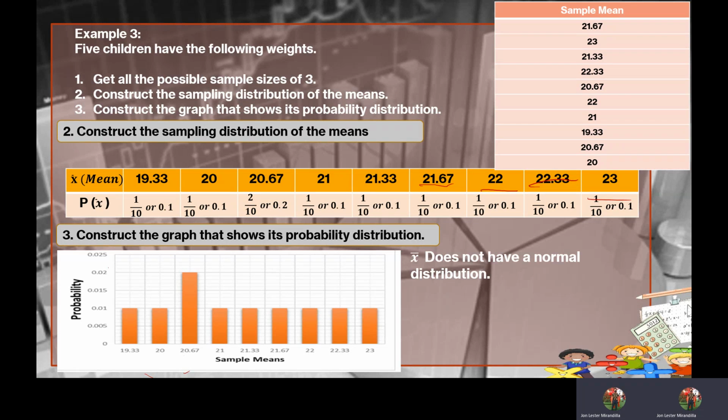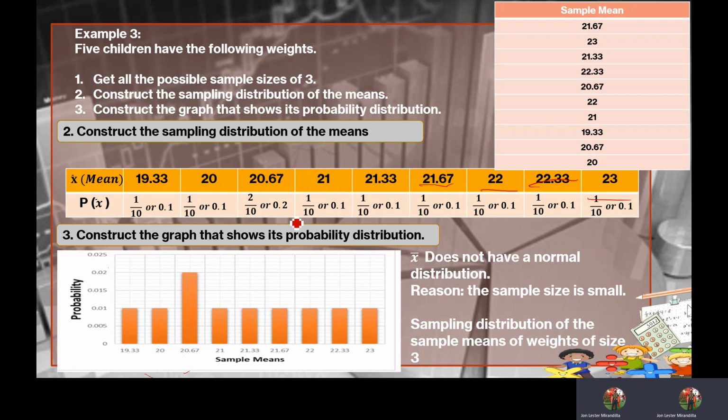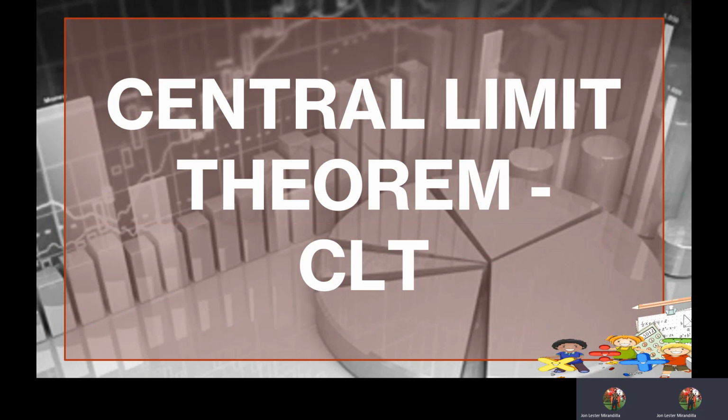At saka kung mapapansin nyo dito sa ating graph, our sample mean does not have a normal distribution. Kapag sinabi kasing normal distribution, it is a perfect normal curve, perfect bell shape. So kung mapapansin niyo dito, skewed to the left siya. Ay, right. Mali. Skewed to the right siya. Kung saan, actually, hindi siya matatawag na skewed to the left kasi nasa gitna siya ng 20.0. Dito yung peak niya. Kaya, ayan, ganyan yung curve natin. So, yun yung ating example number 3.